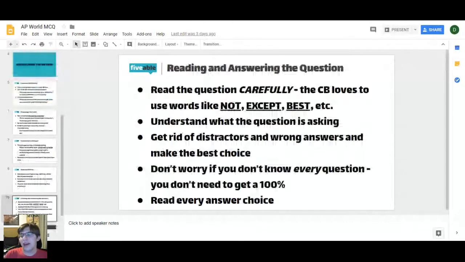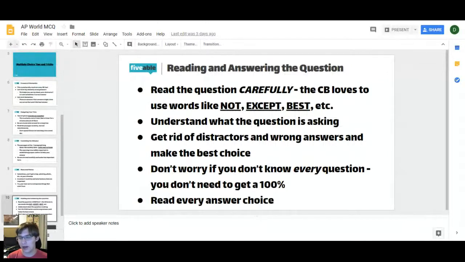All right. So, reading and answering the question. This is the meat of what you're going to be doing. Most of it is going to be answering questions. So, first of all, read the question carefully. I think most of us are probably familiar with the fact that you have to read a multiple choice question carefully. And the College Board loves to use words like not, except, best, qualifiers that will change the answer.